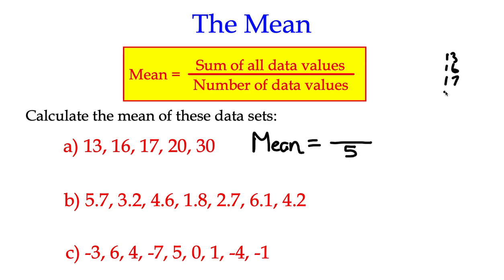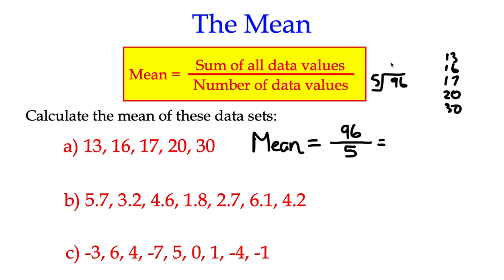There's different ways that you can check. So let's do it mentally here. 13 and 16 is 29, add 17, 39, 46, 66. 66 and 30 is 96. Okay, so we've got 96 divided by 5, and again you could use a calculator, but if you can, why not try and work it out either mentally or using a calculation. 96 divided by 5.